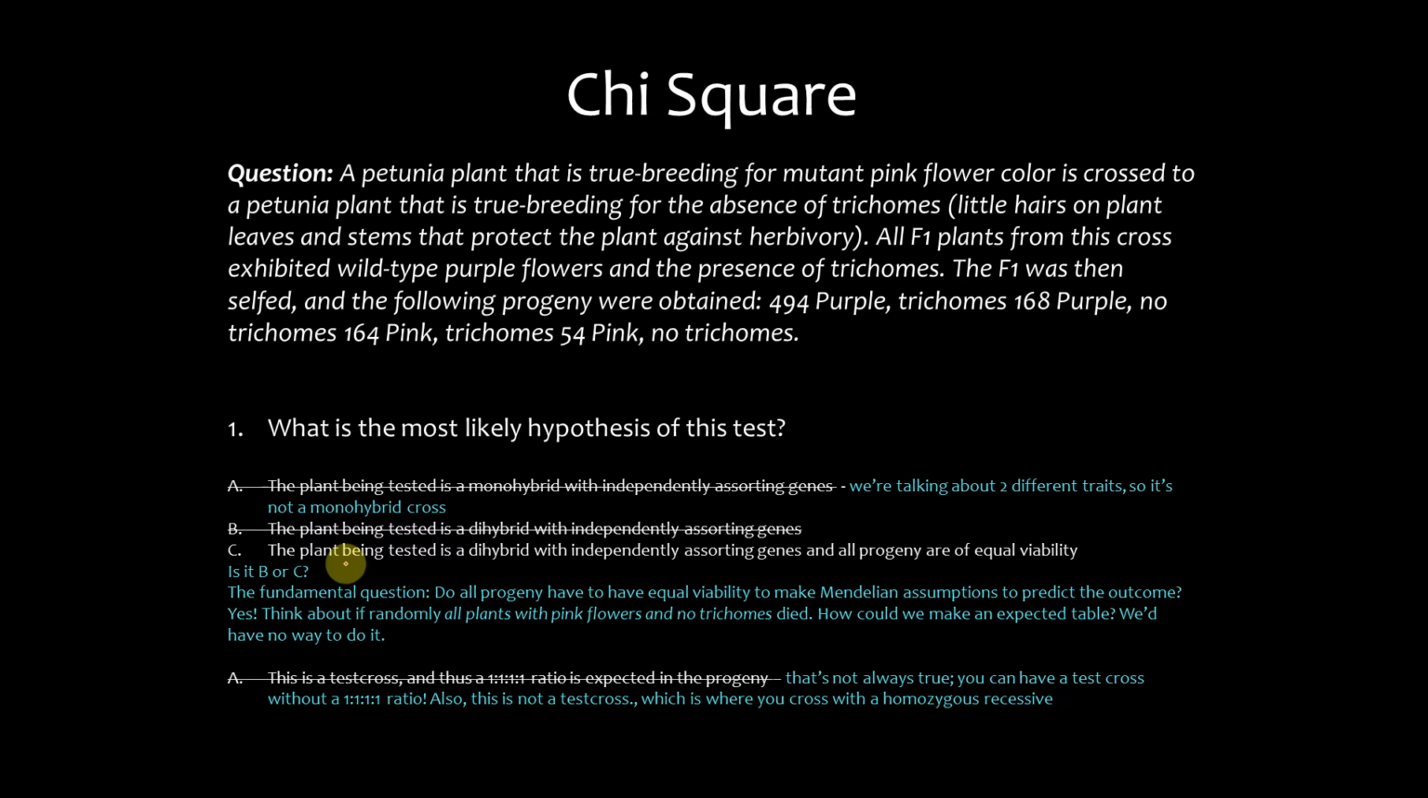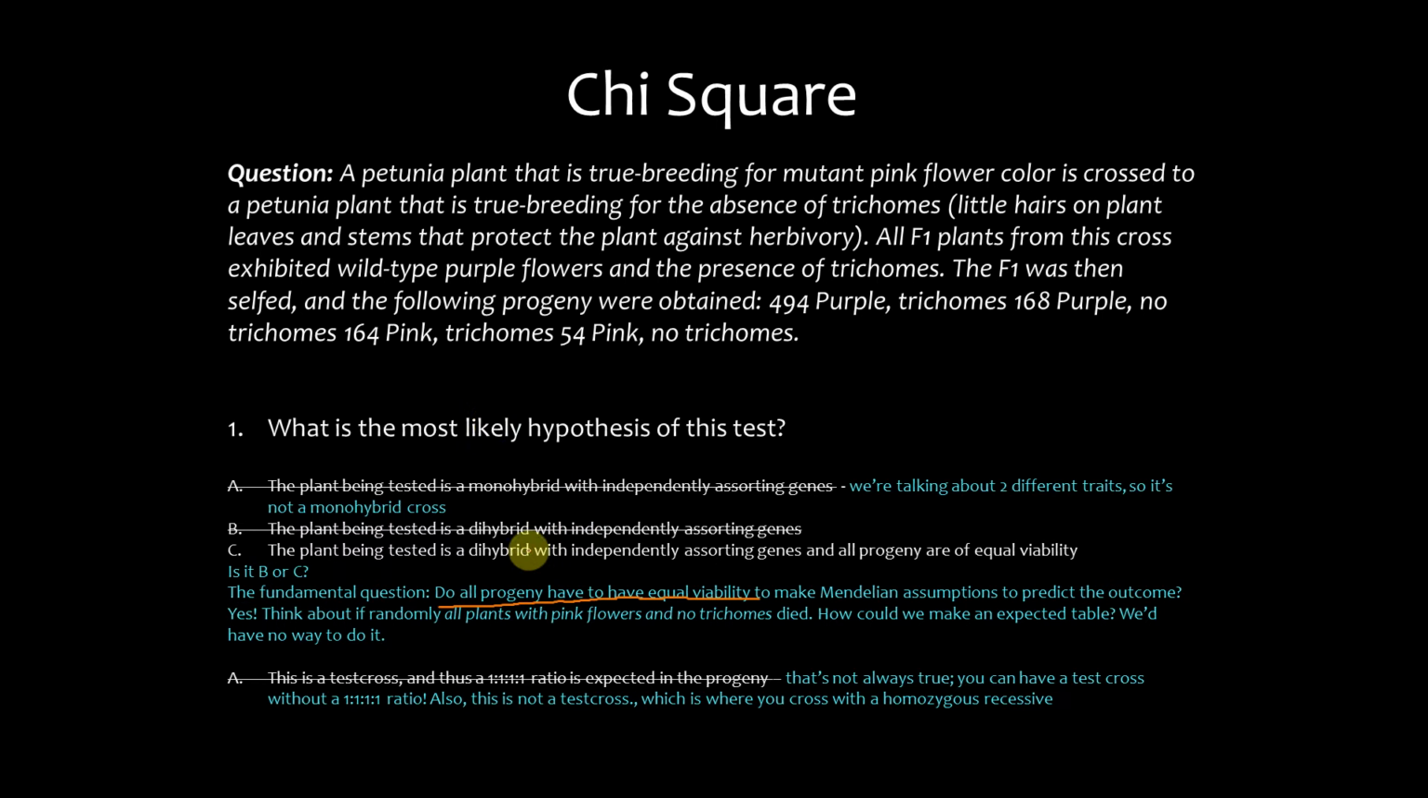So the fundamental distinction between B and C is, do all progeny have equal viability? And do they have to have equal viability to make a Mendelian assumption to predict the outcome? Well, the answer is yes, because think about it. If randomly all plants with pink flowers, or all plants with a certain genotype and no trichomes, died, how could we expect that? We have no way of determining our expected values, which are not given in this table, which means that we have to assume that all progeny have equal viability, even to create a set of numbers that we can run the chi-square with, which means the answer is C.